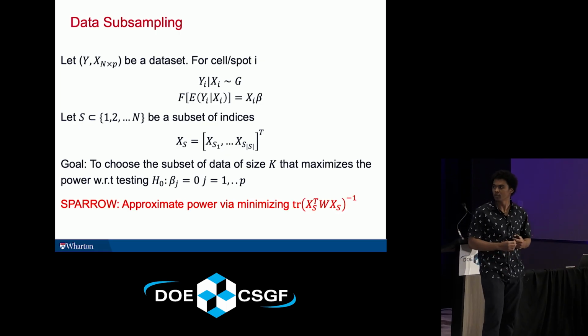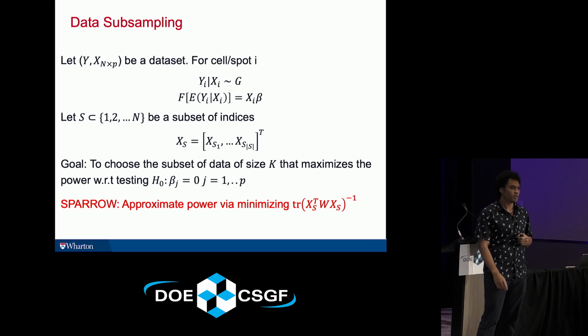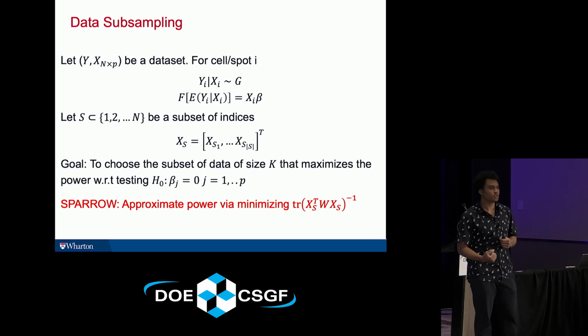Our method Sparrow essentially boils down to approximating this power via minimizing the trace of (x transpose wx) inverse. The reason is that for a generalized linear model, the standard error matrix has the form (x transpose wx) inverse, which means that by minimizing this trace, you're minimizing your standard errors, and since standard errors are inversely related to the power, you're, in a sense, maximizing your power.